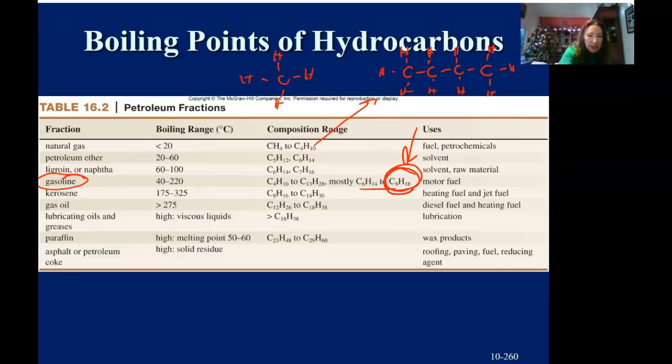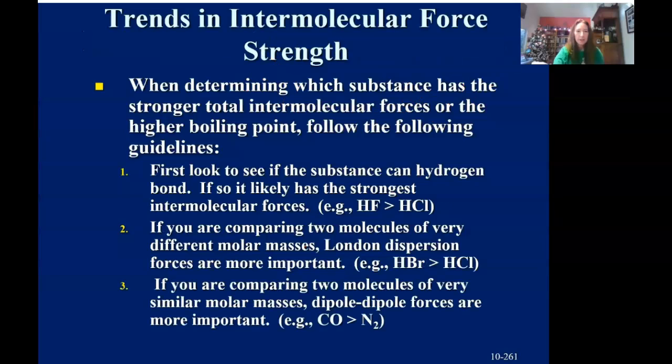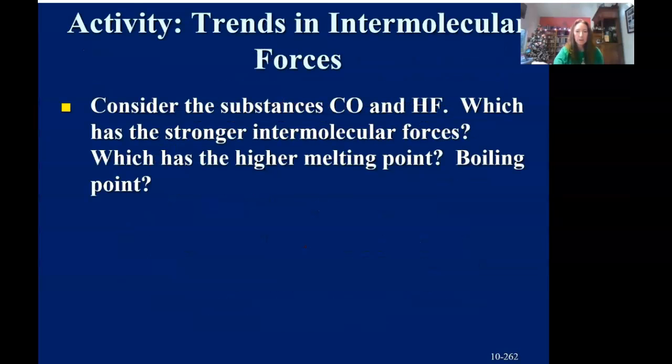Now, if you look down here, this is like paraffin wax. These are actually going to be solids at room temperature because they're just so big. They have so many electrons that they're actually solids at room temperature. Okay, so we're going to skip this one.